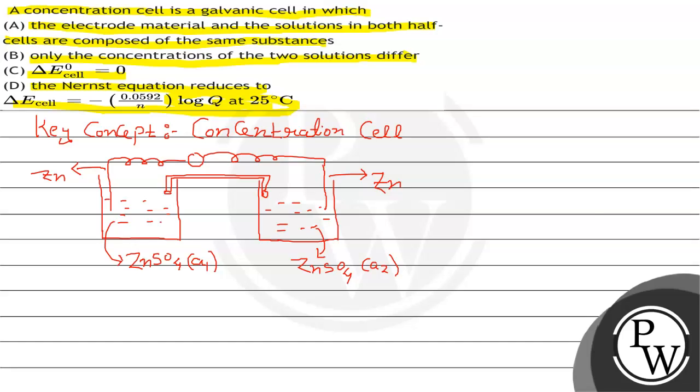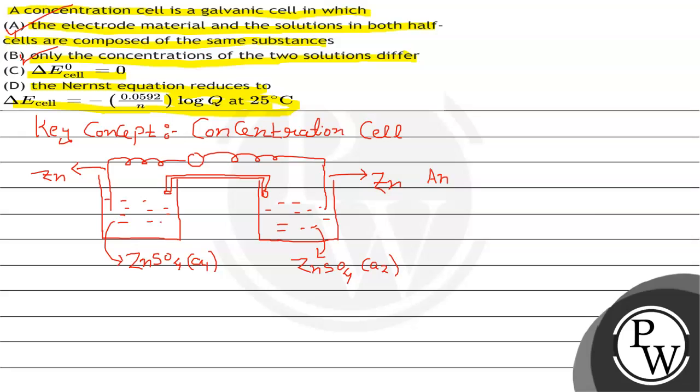So a concentration cell is a galvanic cell in which the electrode material and the solutions in both cells are composed of the same substance. Yes, only the concentrations of the two solutions differ. So option A and option B are correct. Option A and option B are the correct options. Now look at the other options. इस एग्जांपल से फर्दर हम कंटिन्यू करते हैं.